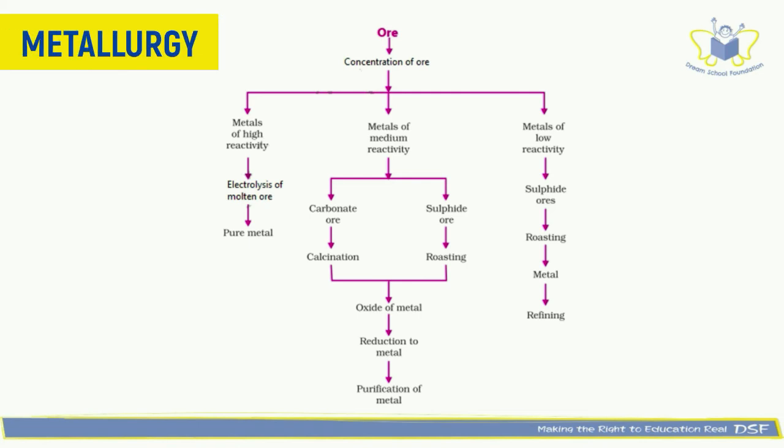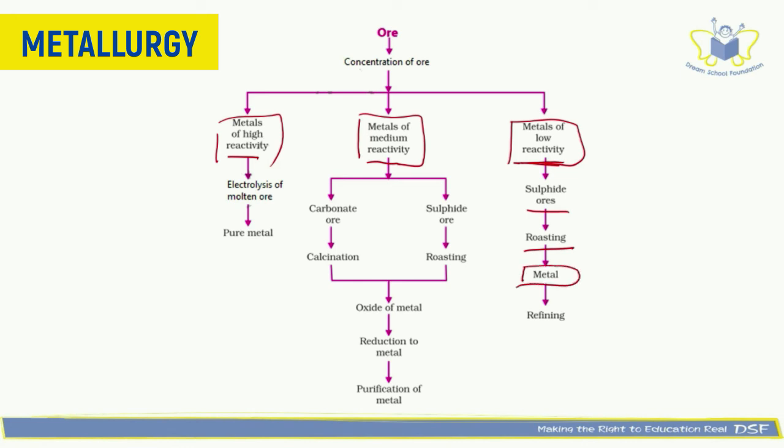We learned that different metals are of different reactivity, and this we can understand using a reactivity series. And we understood that because of the varying reactivity, we might have to apply different methods to extract these three different categories of metals. So in here, first, let us start with the low reactivity series. Metals of low reactivity are generally sulfide ores, and by roasting we can obtain the metal, which can be further purified by refining. Metals of medium reactivity can be carbonate ore or sulfide ore.